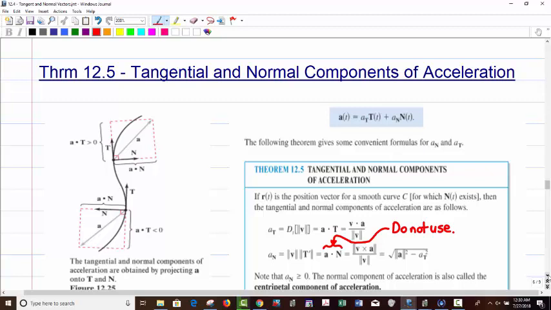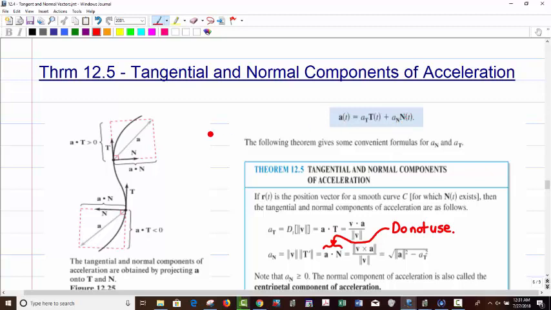The tangential and normal components of acceleration are scalar values, a sub t and a sub n, meaning that your acceleration vector can be written as an equation: a of t equals, well, there's another a, but it's a different a. A of t on the left is a vector, so a sub t is a scalar. It is a multiple of your unit tangent vector, T of t, plus a sub n, which is the normal component of acceleration, times your N of t.